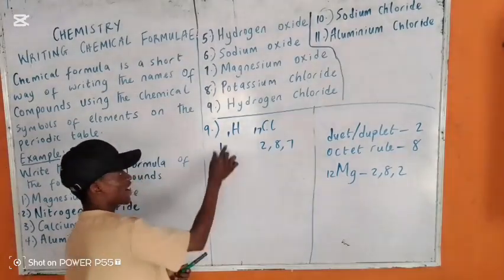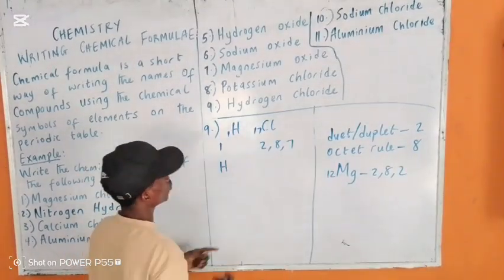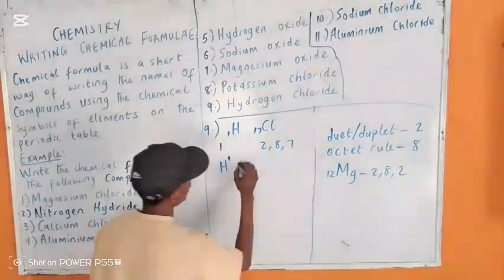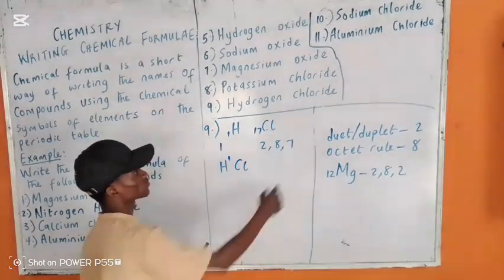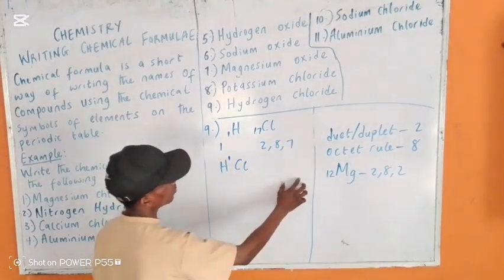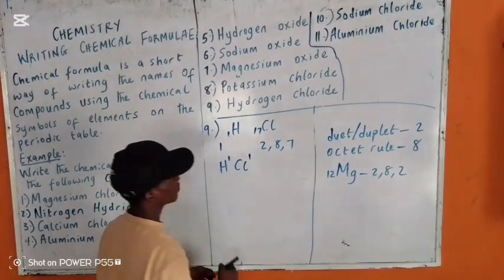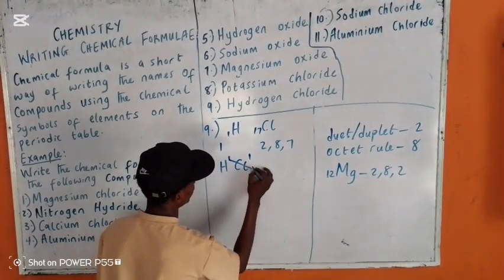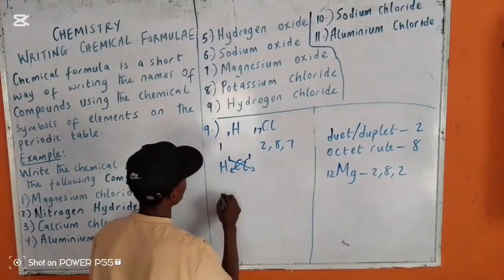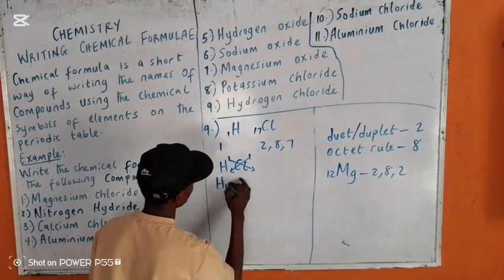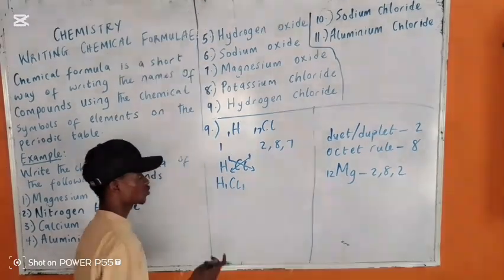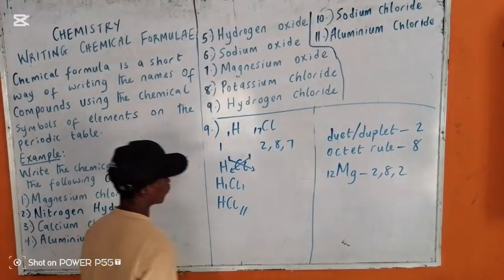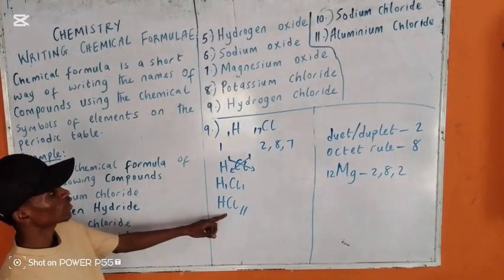Now, hydrogen here needs 1 to be stable with the duet rule, so we have 1 here. And chlorine needs 1 to be stable, so we have 1 here. So the 1 comes here and the 1 also comes here, so we now have H1Cl1. So finally we have HCl. This is for hydrogen chloride.